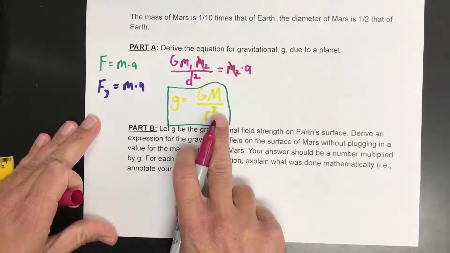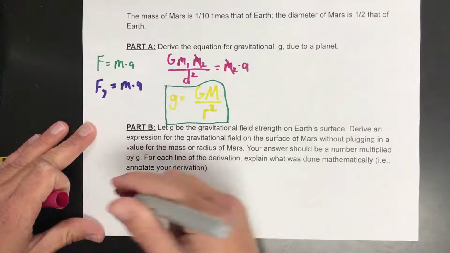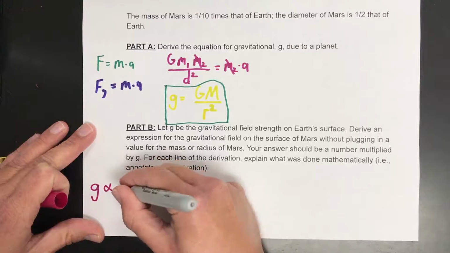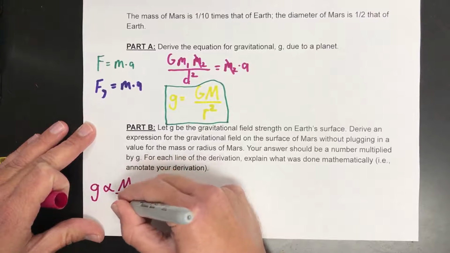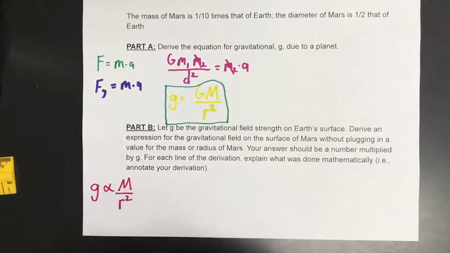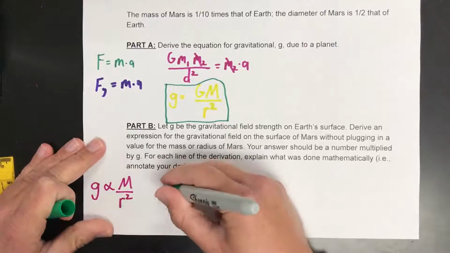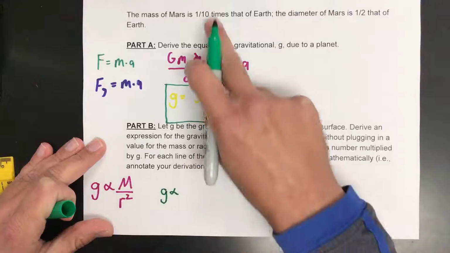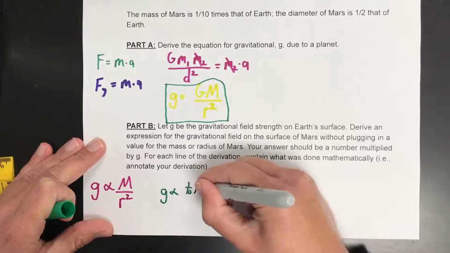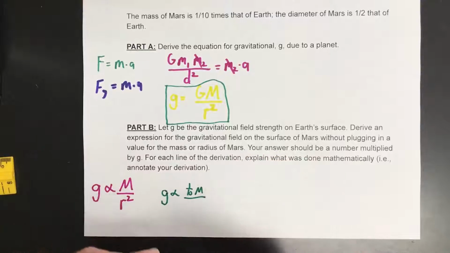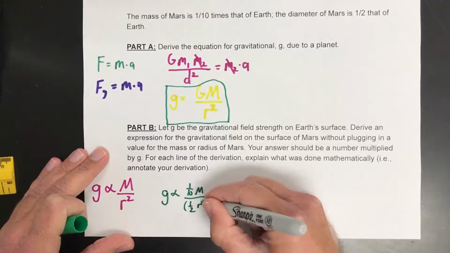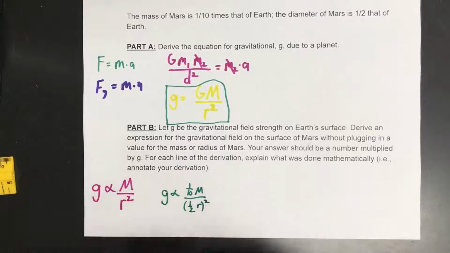So let's start with this. Here is the g that we're working with. Since we're doing a proportional reasoning question here, let's say g is proportional to the mass of the planet divided by the radius of the planet squared. And that is always true everywhere in the universe. So let's plug in what we were given for each of these. In this case, the mass is 1/10, so we have 1/10 the mass of Earth up here. And then the radius, it says, is 1/2, so we have 1/2 the radius, but don't forget that we square that.